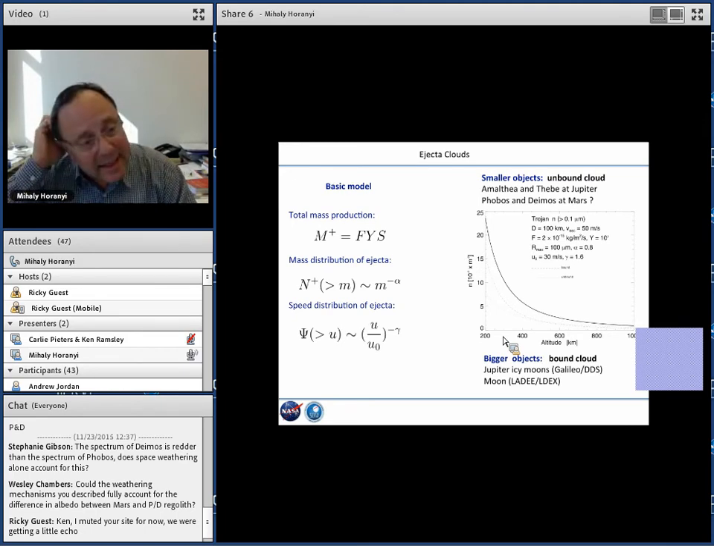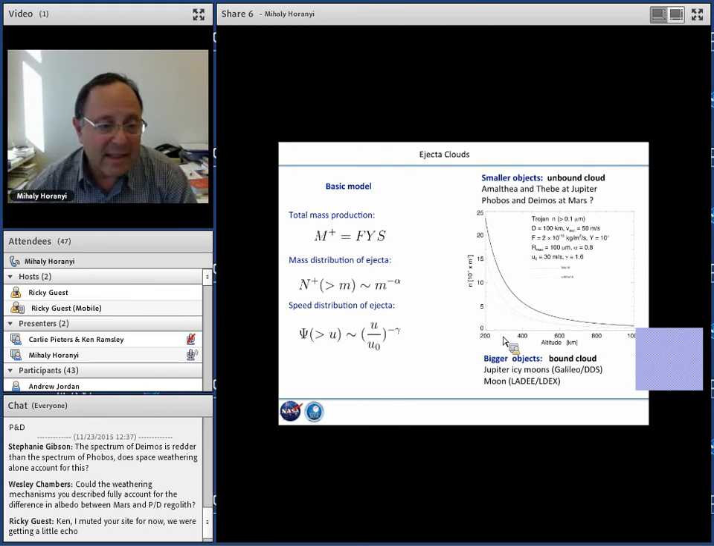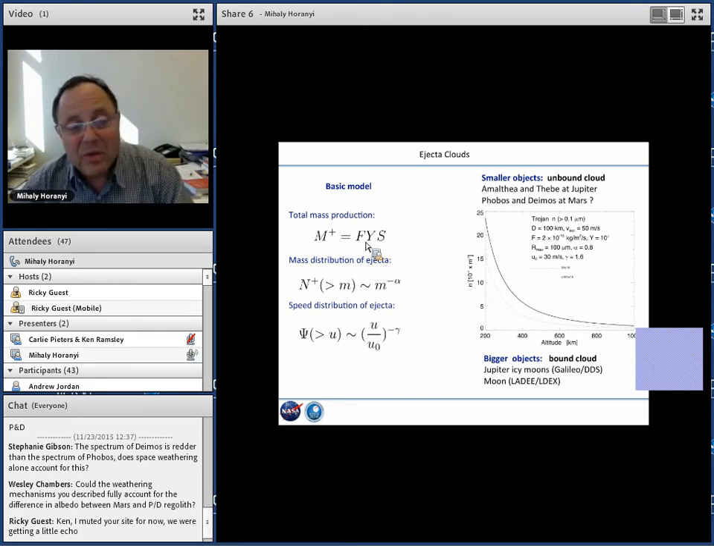elementary in a sense that we simply assume that the mass production rate from the surface has to do on the left side with F, the flux of incoming particles, the yield, which is typically a few hundred to 1,000, the mass ratio of the incoming versus the produced amount of dust, and the surface area of the object.